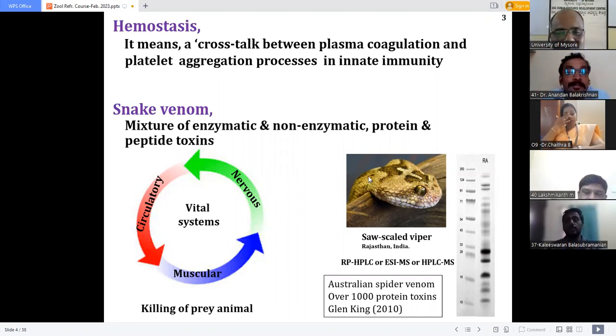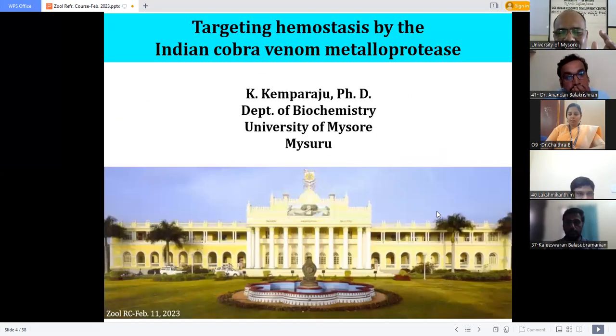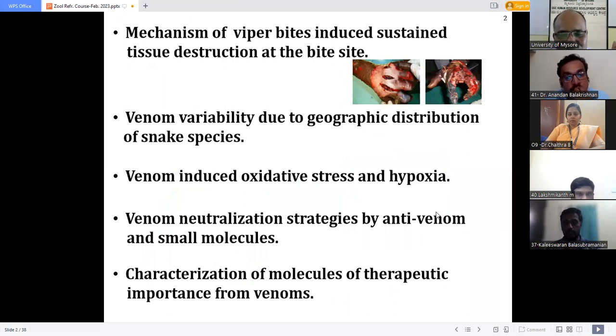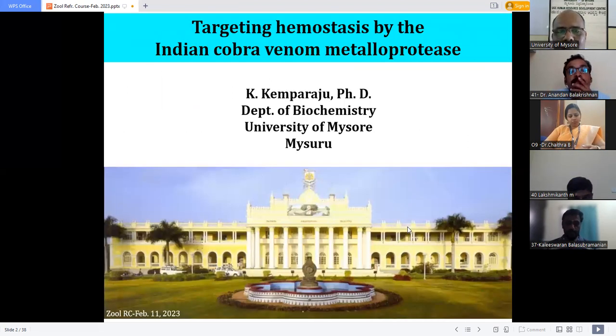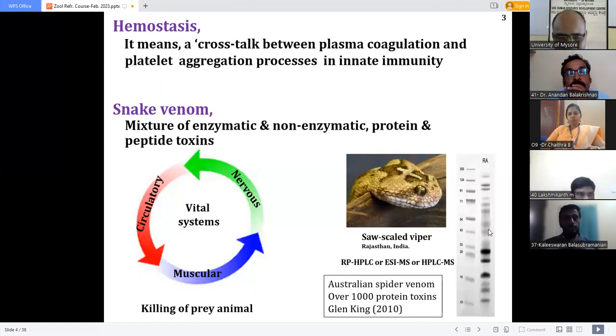Yes, wonderful. So, let me begin with, let's say, hemostasis. I think this is what we discussed in the beginning. So my current talk is focused on the last component, characterization of molecules of therapeutic importance from venoms, particularly the toxins that interfere in hemostasis. So as a result, this is the title, as I already discussed. So let me begin with hemostasis.